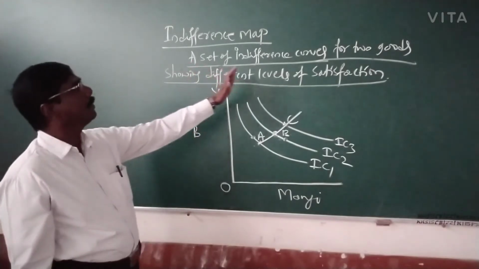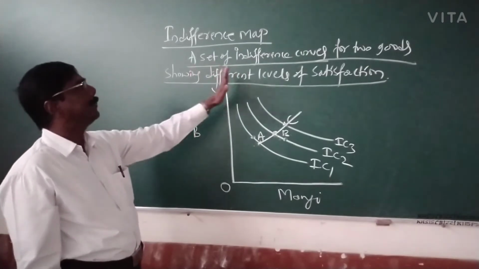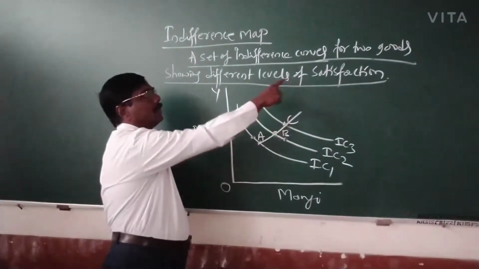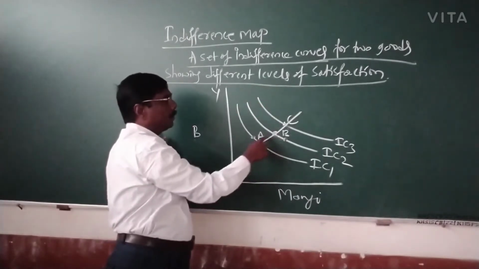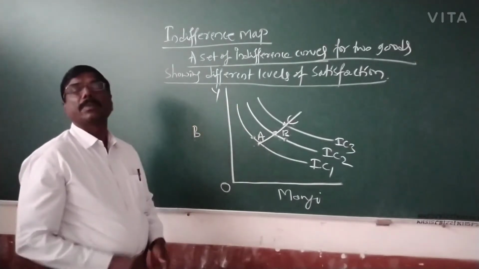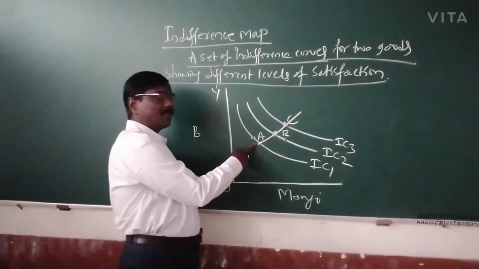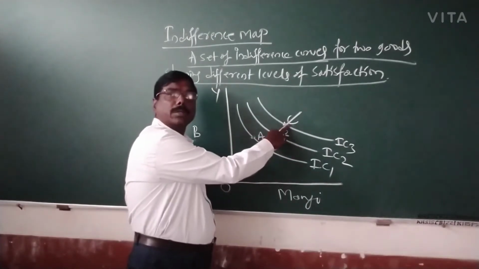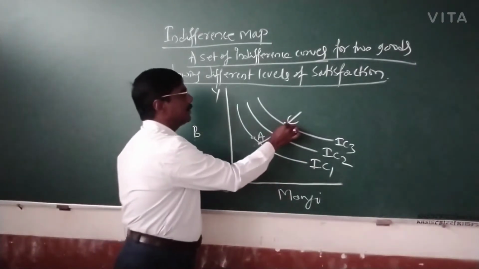It is an indifference map, a set or group of indifference curves. There are three indifference curves for two goods, banana and mango, showing different levels of satisfaction. A gives less satisfaction, B gives more satisfaction than A, and C gives more satisfaction than B.